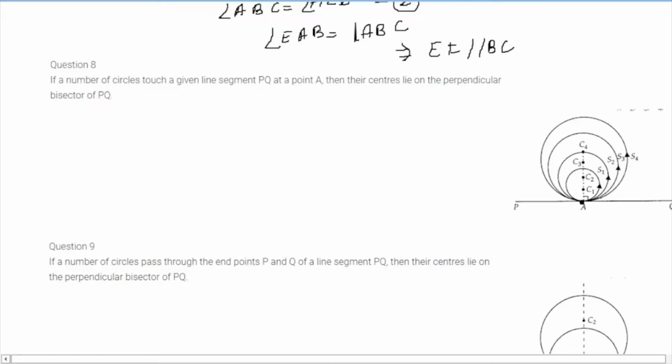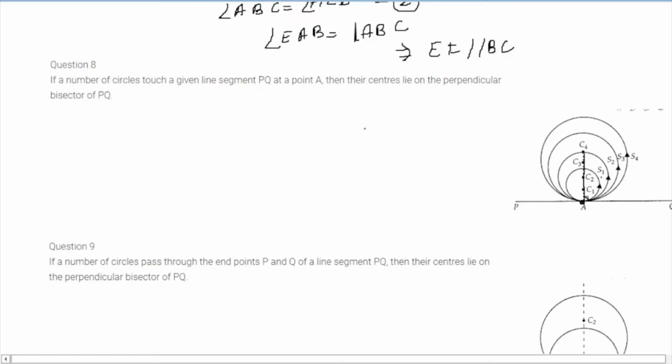So we have drawn different circles here, S1, S2, S3 and S4, and C1, C2, C3, C4 are their centers respectively. Now if we join all these points C1, C2, C3 to this A, what angle is this?